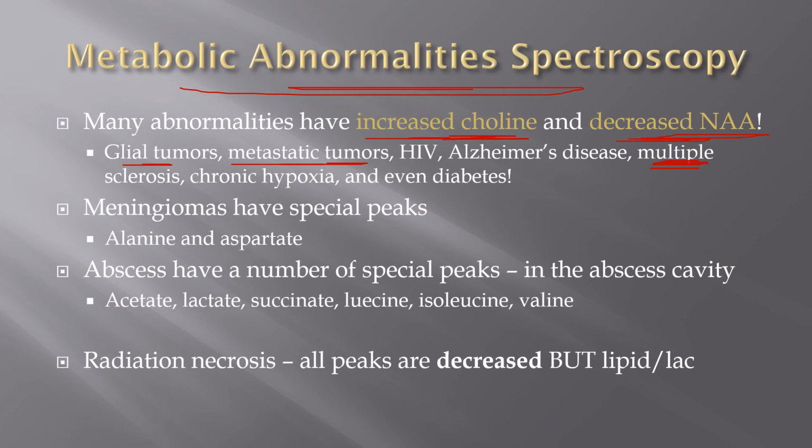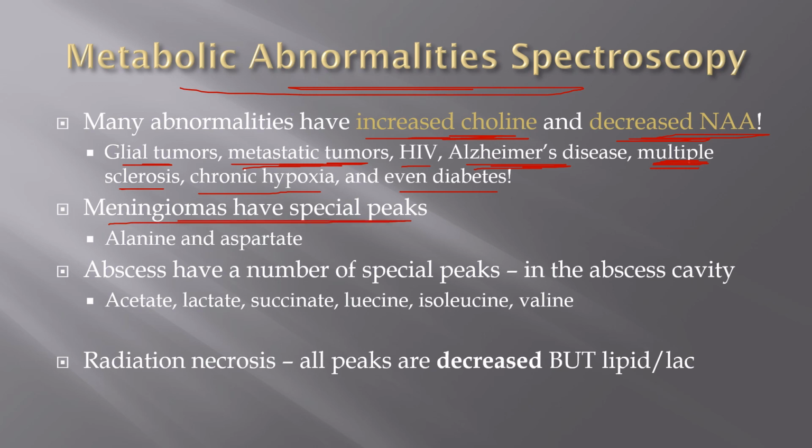There are papers looking at groups of lesions, and they do find that the MS spectrums are statistically different than neoplastic lesions, but it can be very difficult to make that discernment in any single case. So even HIV, Alzheimer's disease, chronic hypoxia, and diabetes have this abnormality. Of course, you look at the rest of the image, and Alzheimer's disease is going to look quite a bit different than metastatic disease or a case of multiple sclerosis.